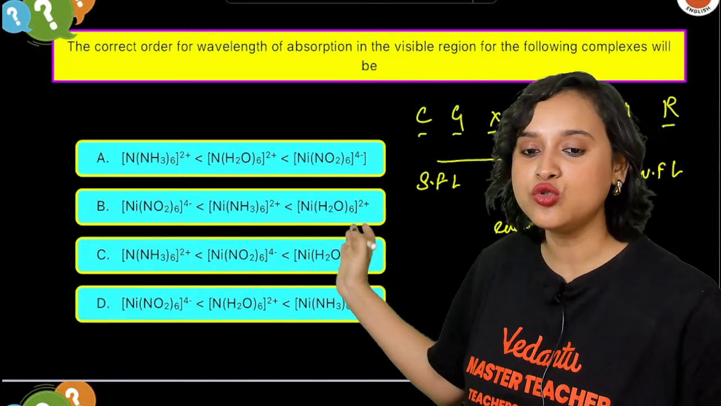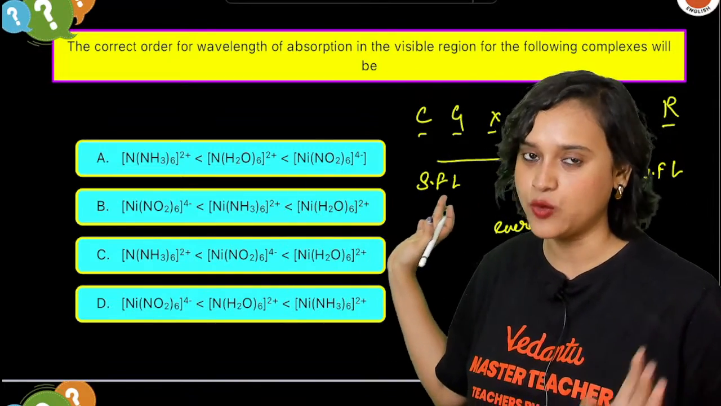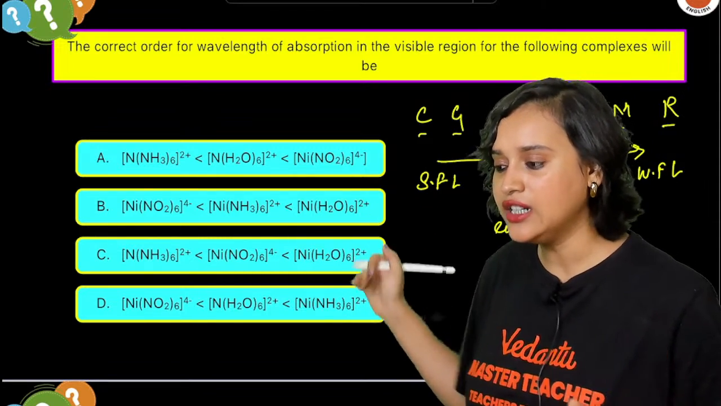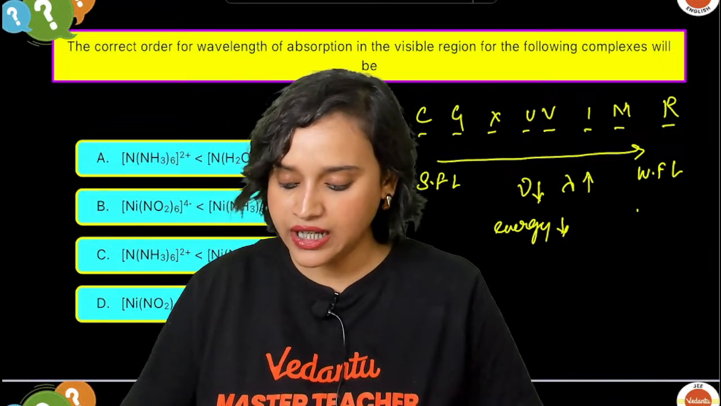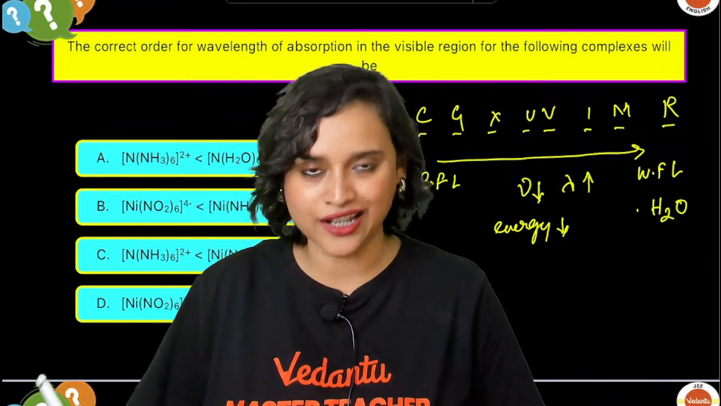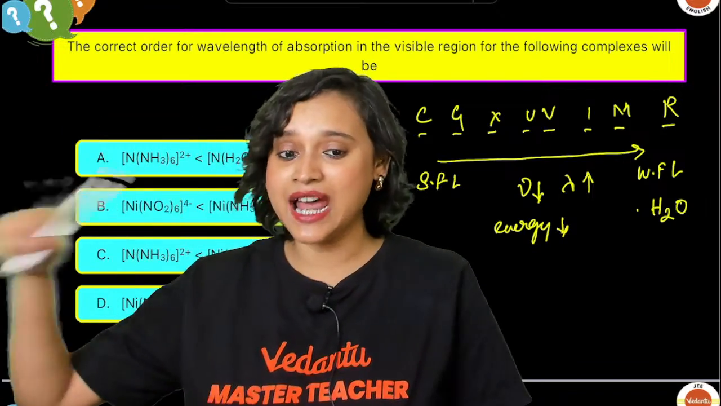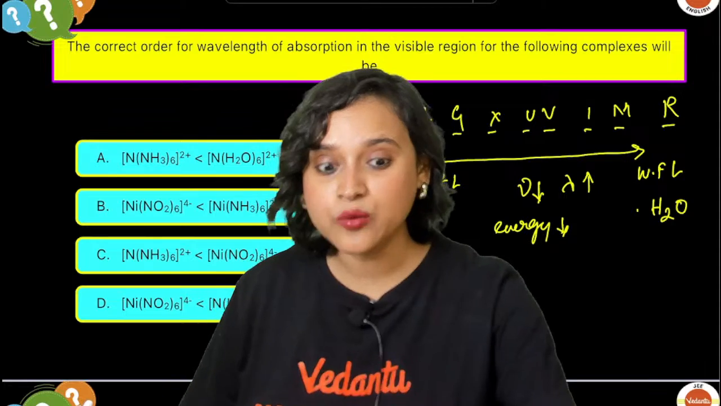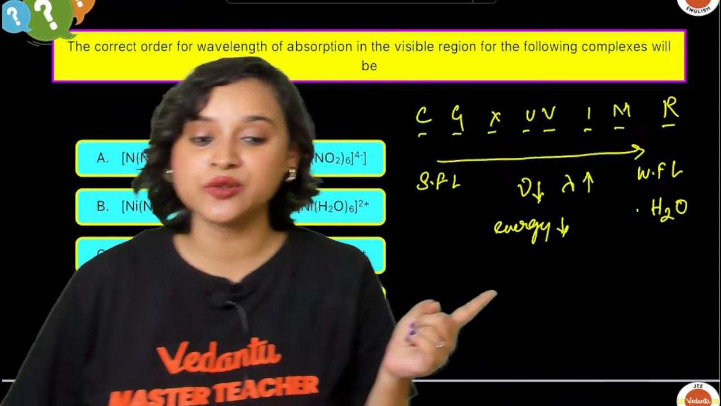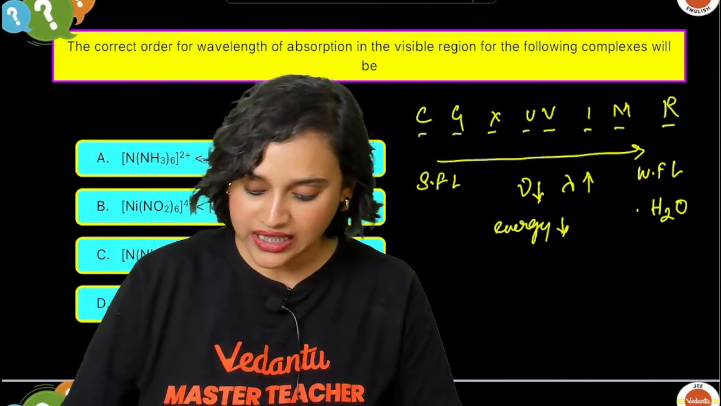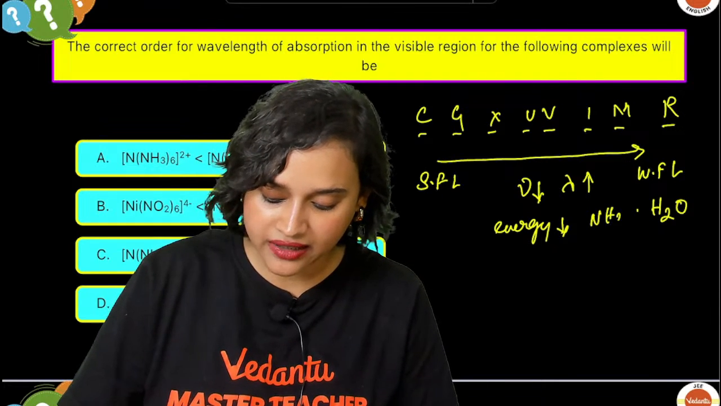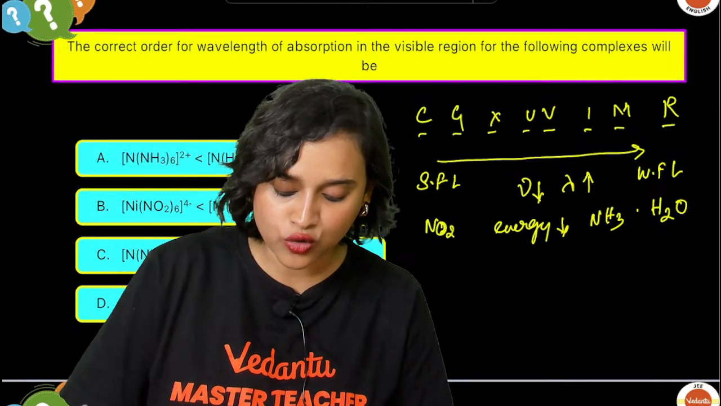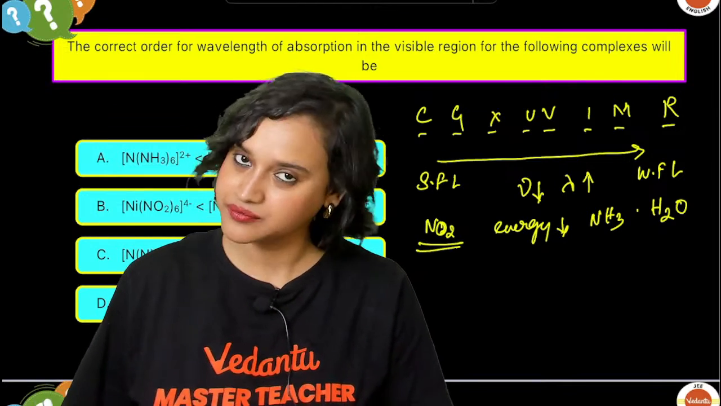Now tell me, which one is the weak field ligand? See, there are H2O, NH3 and NO2. The weakest field ligand is H2O. That means lambda has increased for H2O. The next wavelength that you have is NH3, okay? NH3 will be somewhere here, and NO2 will be somewhere here, okay?